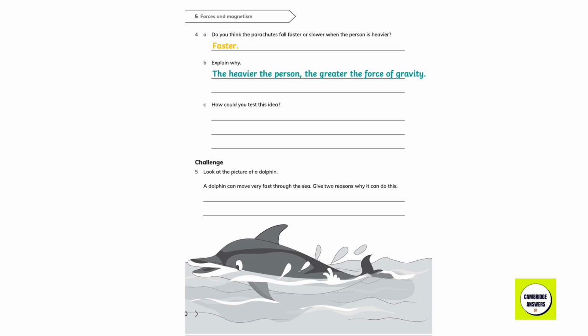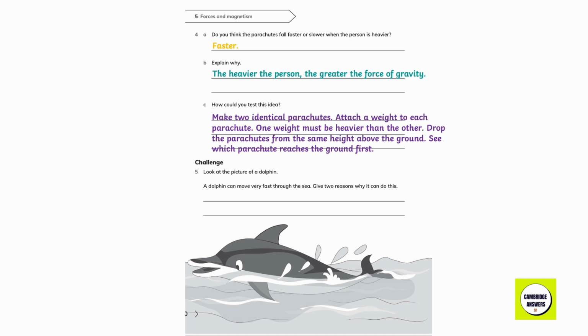How could you test this idea? Make two identical parachutes. Attach a weight to each parachute. One weight must be heavier than the other. Drop the parachutes from the same height above the ground. See which parachute reaches the ground first.